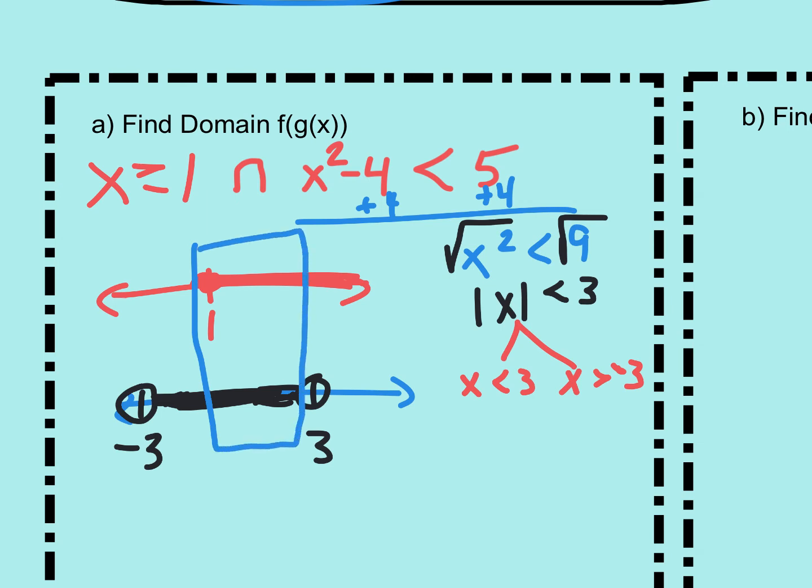Would you agree it's between 1 and 3? Do both of them have 1 in it? So is 1 included, or should I put a parenthesis? No, it's a bracket on the 1 to 3. And the 3, one of them isn't 3, so it's a parenthesis. And there's your final answer.